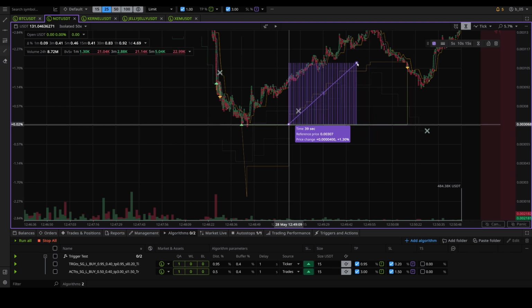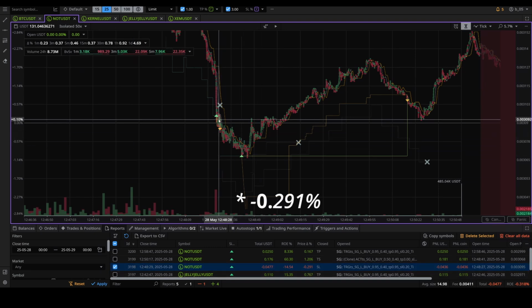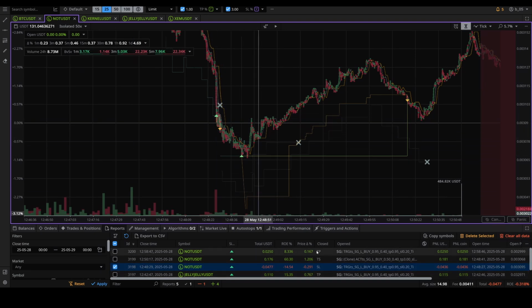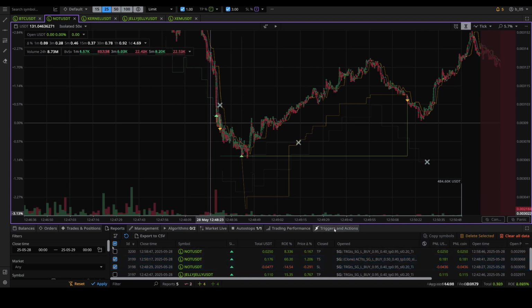So let's look at the reports. The reports say that here, this is where the original loss happened, minus 2.91%. This is here. And then this is the algorithm clone, and it made 1.2%. So this whole setup together made about 0.9% or 0.86%. That's quite a good backup. You lost 0.3 and then you made 1.2.